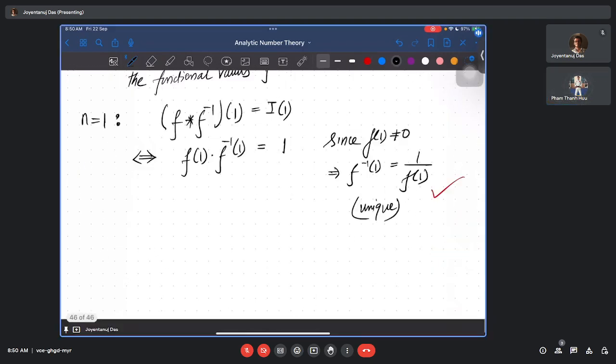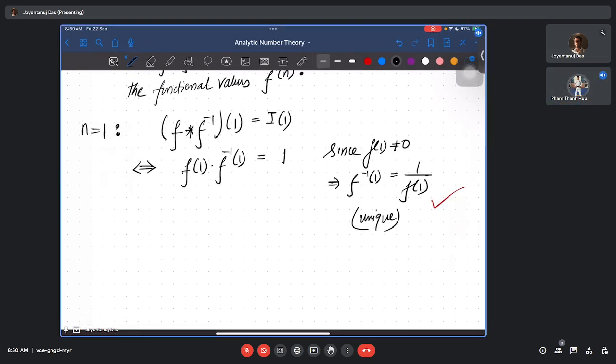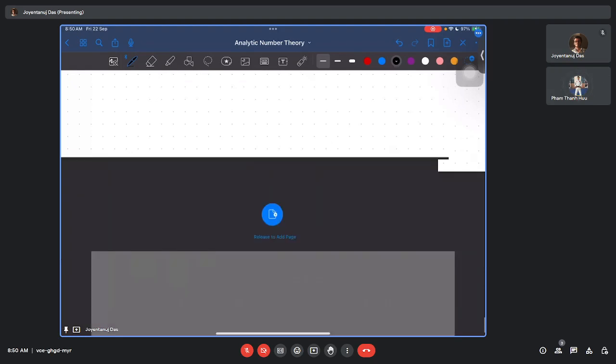Now we assume that it is true for all n less than k, and then prove it for k.